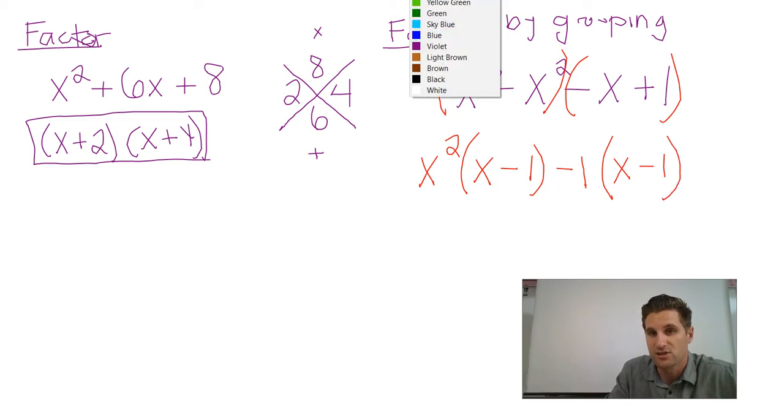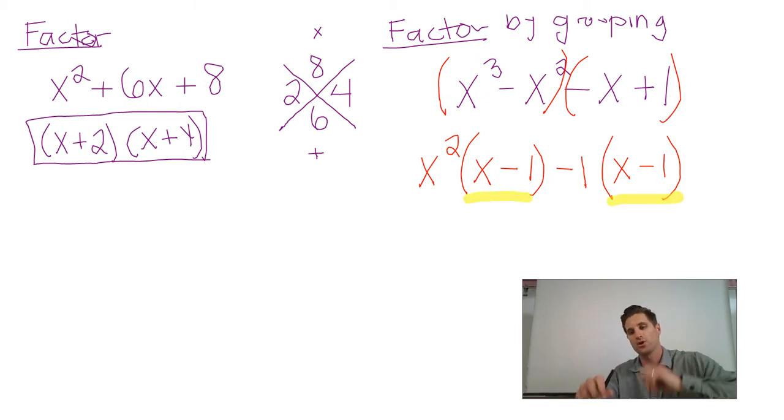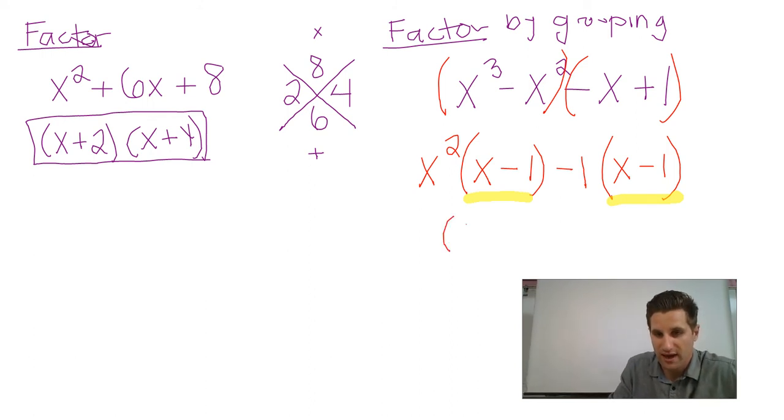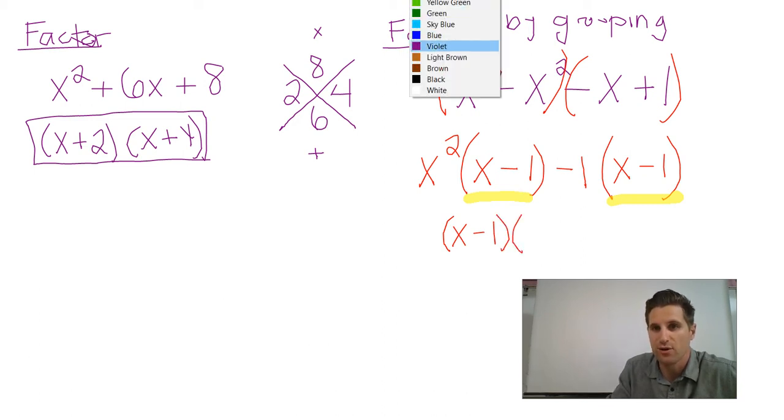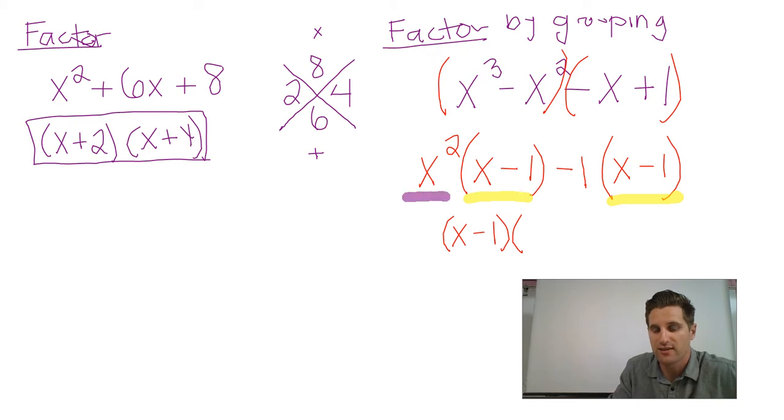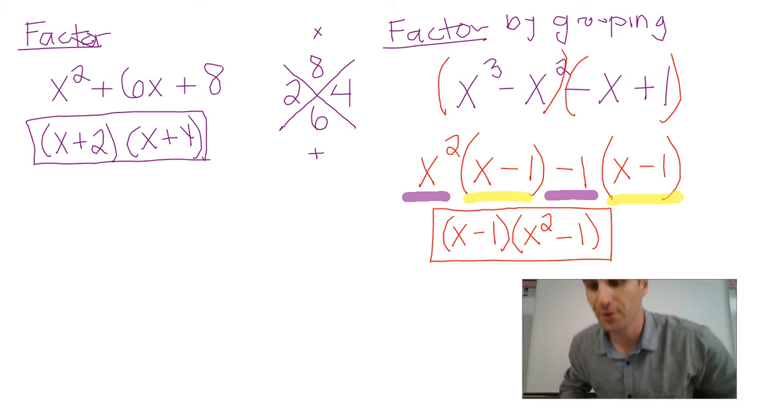They have to, and this is one of my favorite sayings in all of math, they have to look the same. If they don't look the same, we're no good. So once they look the same, we can go ahead and create that as one of our binomials. And our second binomial is what we have left over. So this and this will make up our second binomial. And we'll get x squared minus 1. And there we go. And that's all there is to it.